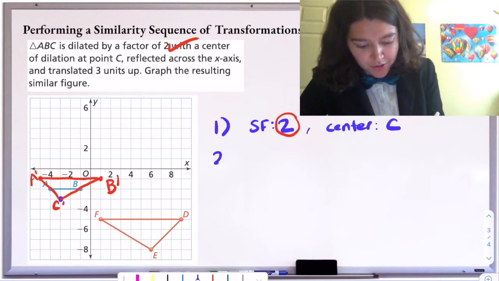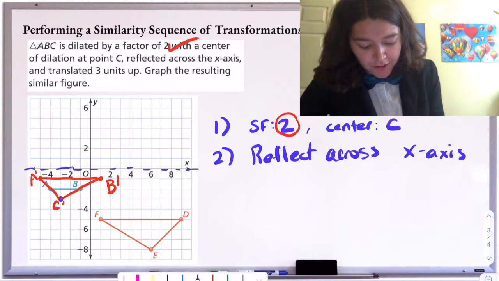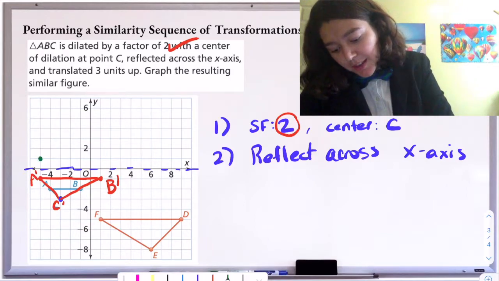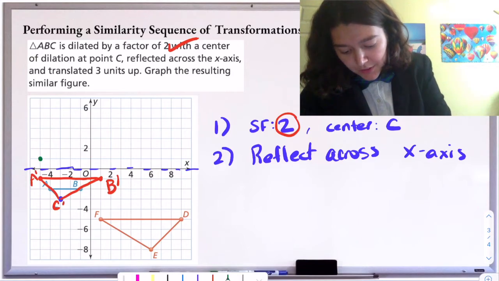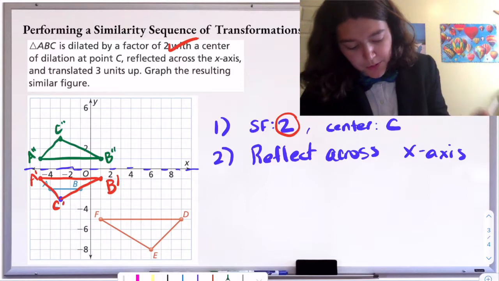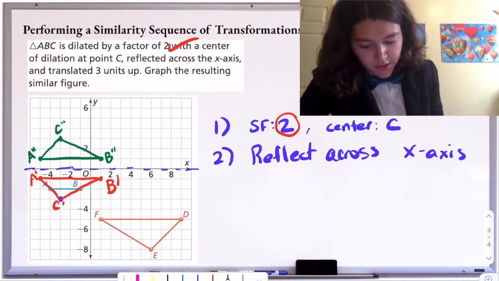So now step 2, I need to reflect across the x-axis. To reflect across the x-axis, I go the same distance from my line of reflection, but in the opposite direction. So when I do that, I will get right here. This will be A double prime, C double prime, and B double prime. Okay, so check about reflecting across the x-axis.